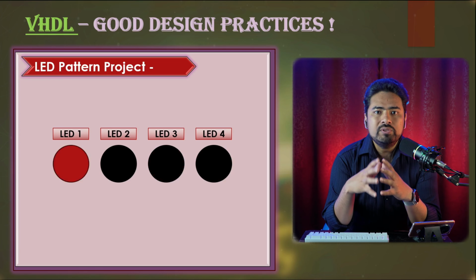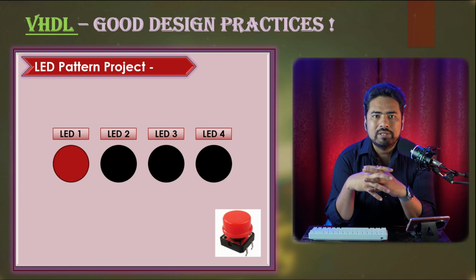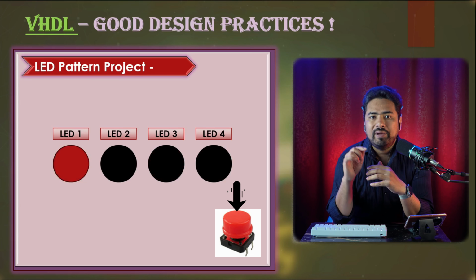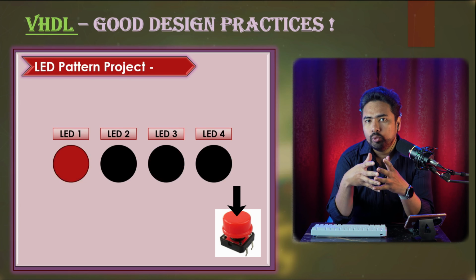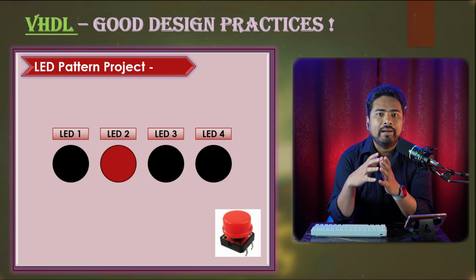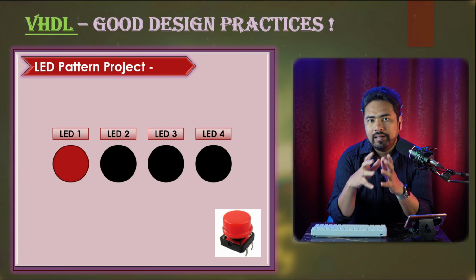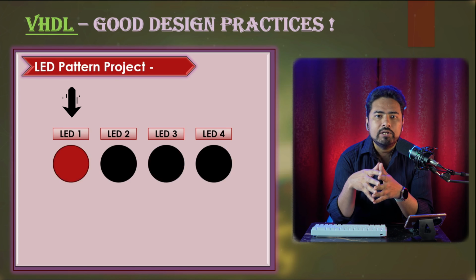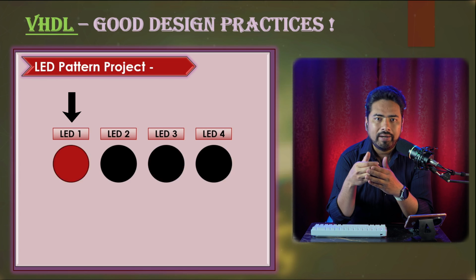We will also use one switch button in this project as an input. So when I press this button on the development board, then this LED pattern will shift one by one at each press of the switch, like this. So at the initial stage, the first LED is on, right? And the rest 3 LEDs are off.